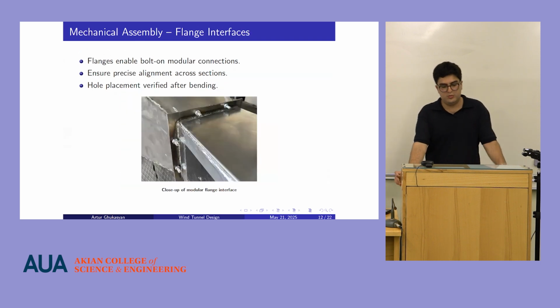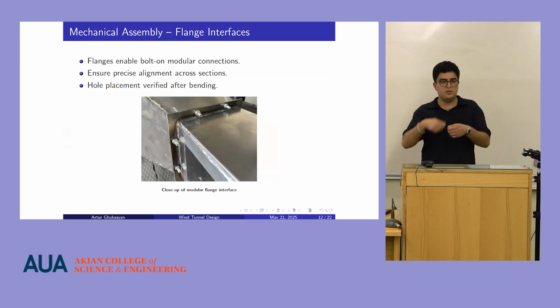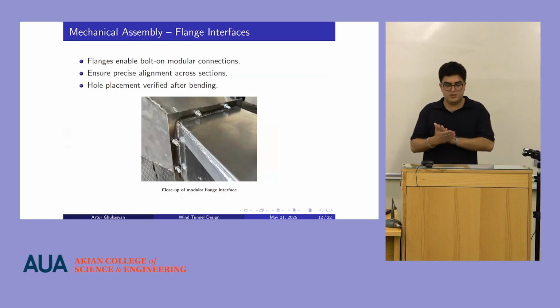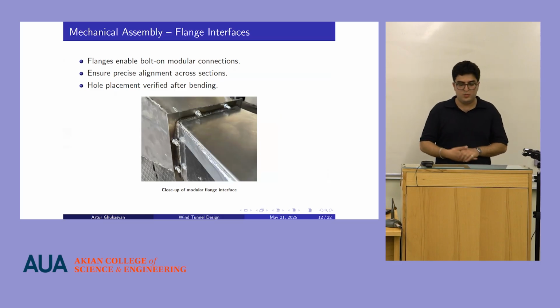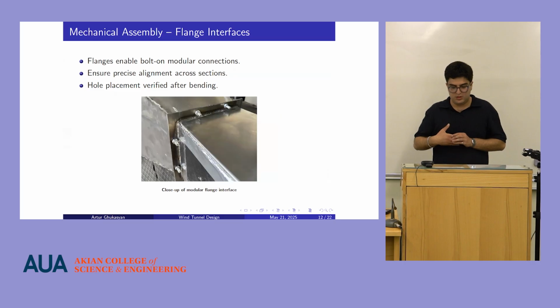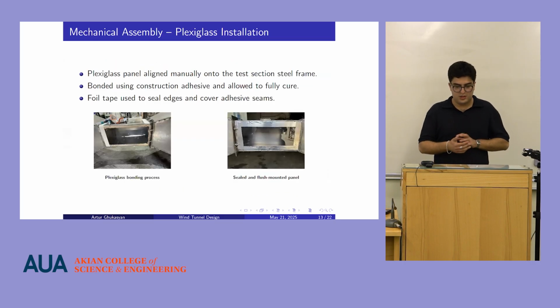Flanges enable the bolt-on modular connections for the two sections and ensure precise alignment and ease across the sections. Hole placement was also verified after bending. And this is the test section.